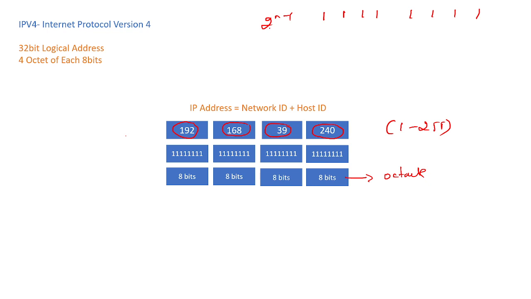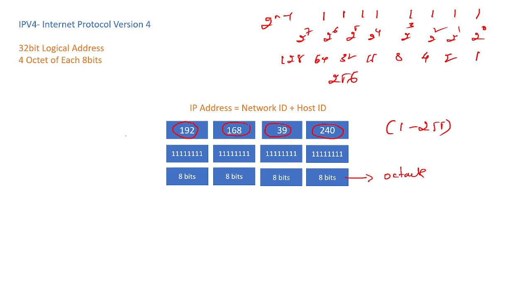If you apply 2 to the power of n minus 1, and put 2 to the power of 0, 2 to the power of 1, 2 to the power of 2, 2 to the power of 3, 2 to the power of 4, 2 to the power of 5, 2 to the power of 6, 2 to the power of 7. So 2 to the power of 0 is 1. This is 2. This is 4. This is 8. This is 16. This is 32. This is 64. And this is 128. If you sum everything, it comes to 255.